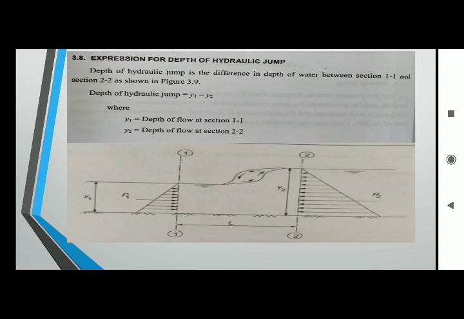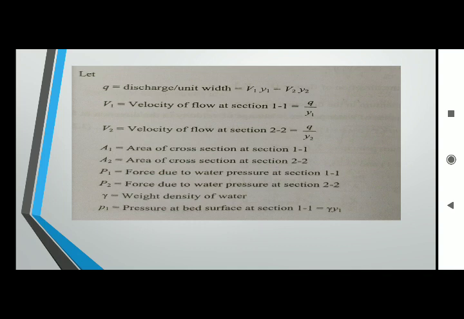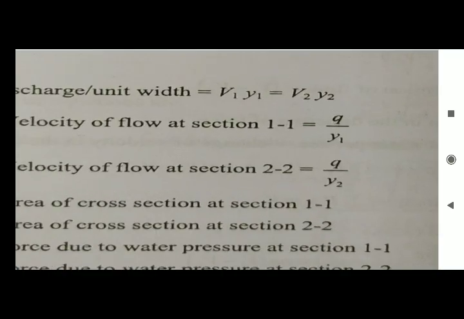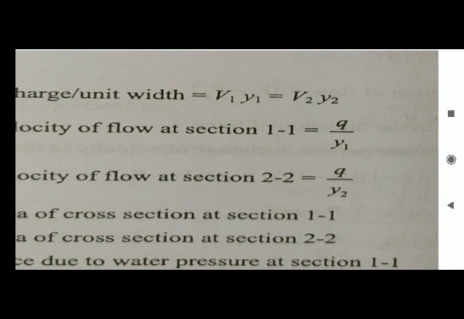Now let's see the terms. Q is, as we discussed in unit 1 and unit 2 also, nothing but discharge per unit width. Discharge per unit width is velocity times depth, v1 into y1. We know discharge remains constant as per the continuity equation; it will not vary. So I am applying the continuity equation at sections 1 and 2: v1 y1 is equal to v2 y2.